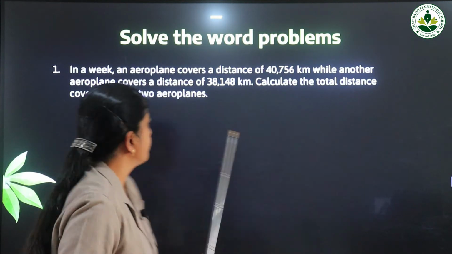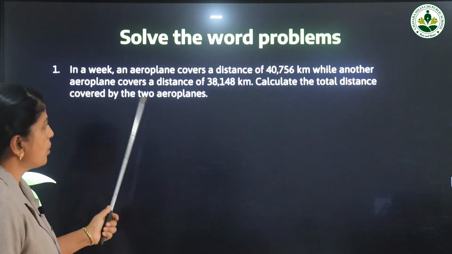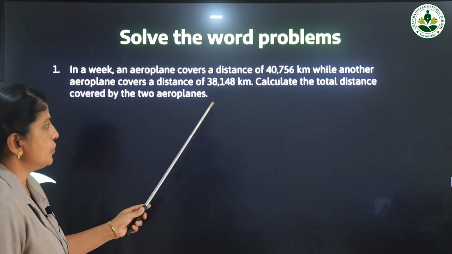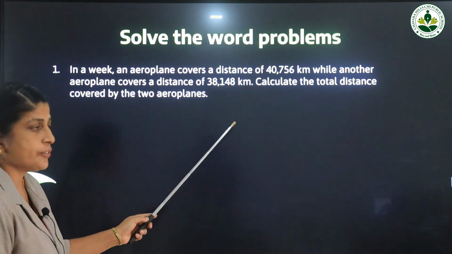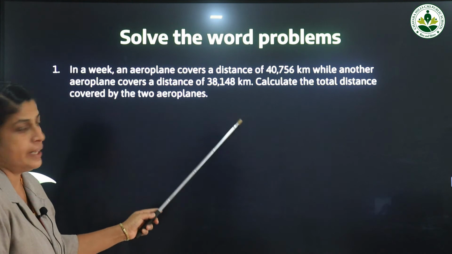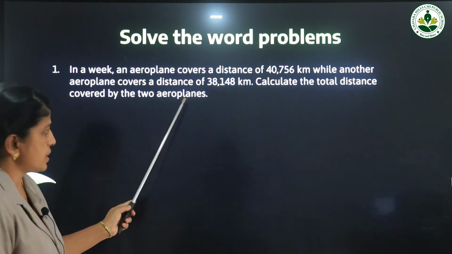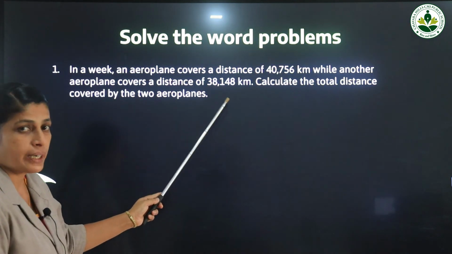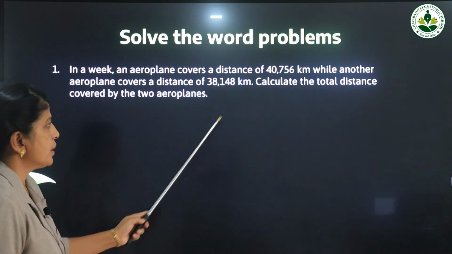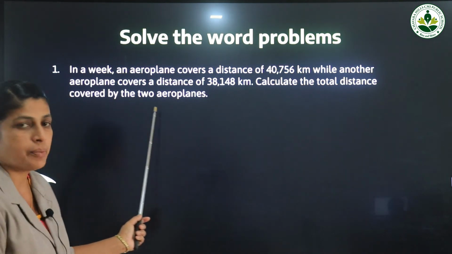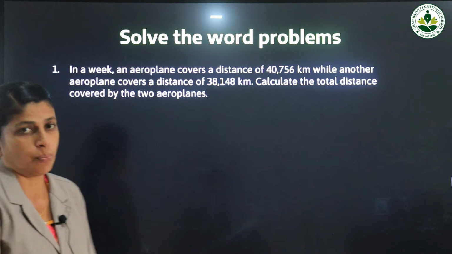Here is a question. In a week, an aeroplane covers a distance of 40,756 km, while another aeroplane covers a distance of 38,148 km. Calculate the total distance covered by the two aeroplanes.